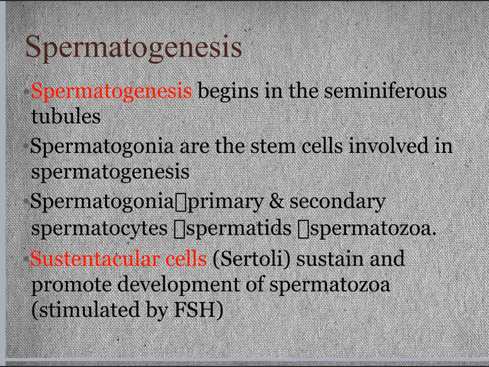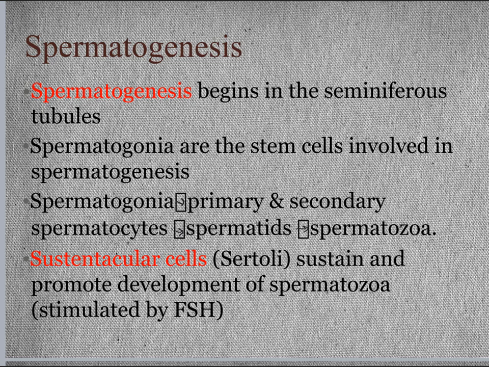So we start with spermatogenesis. It begins in the seminiferous tubules and gives rise to these spermatogonia. These are stem cells involved in this process. The spermatogonia are going to lead to our primary and secondary spermatocytes, that lead to, we should have an arrow here, that leads to our spermatids, then to our spermatozoa.